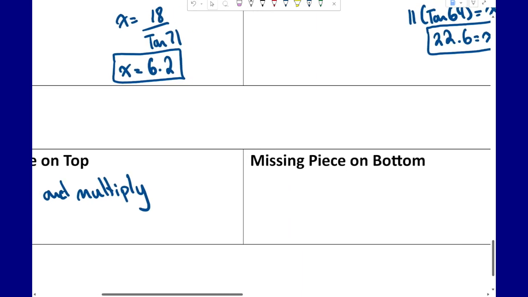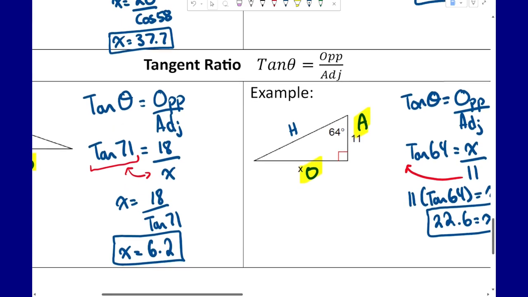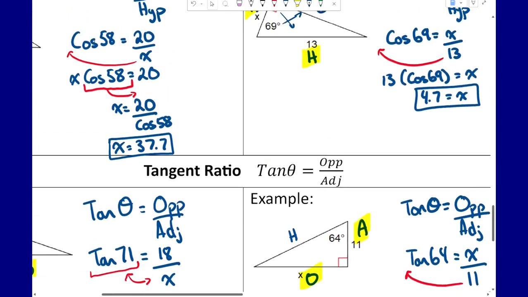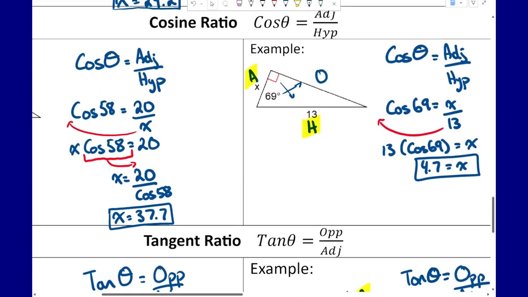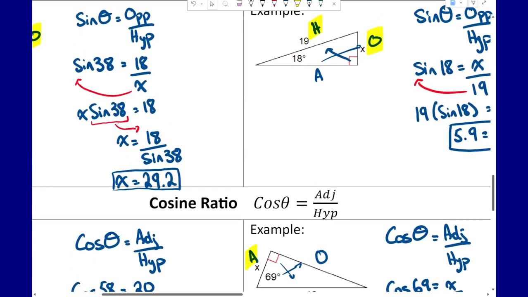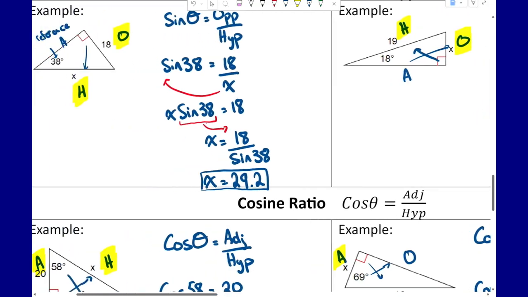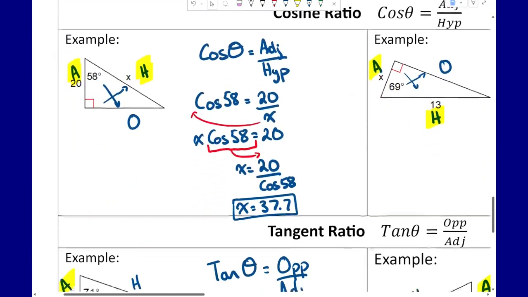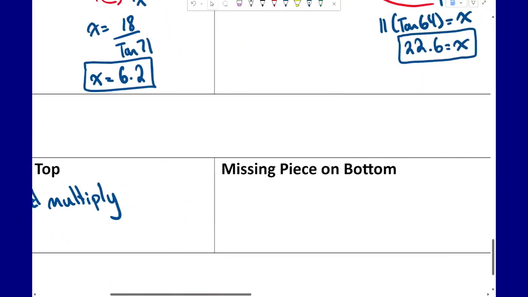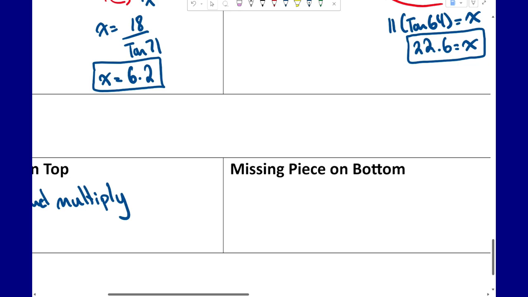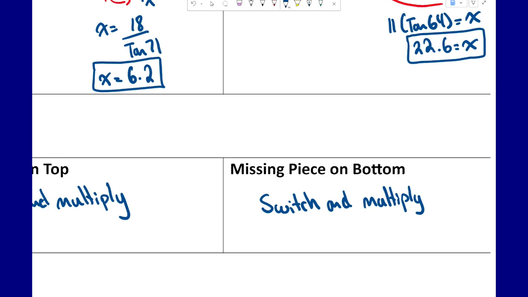For the other one, when the missing piece is on the bottom, right? Looking at what we did, tan 71, the x switched spots. Cosine 58 and x ended up switching spots in the end. Sine 38 and x, again, after we rearranged, ended up switching spots in the end. So when the missing piece is on the bottom, when the x is on the bottom of our fraction, we switch and multiply. So again, a little bit more involved than just switching and multiplying. We have to plug things in. We have to make sure we switch the correct pieces properly.